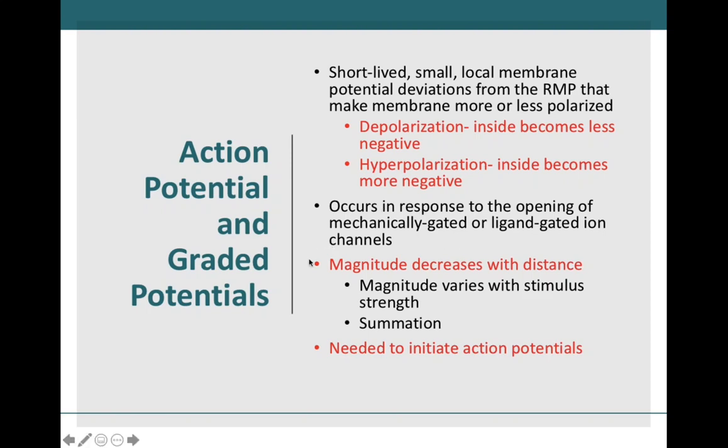So graded potentials have a decrease in their magnitude the further that they travel, and that's why these can only travel a short distance.